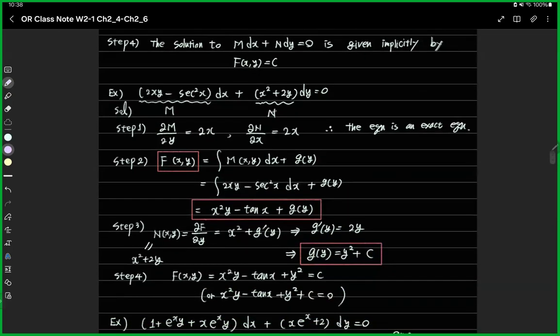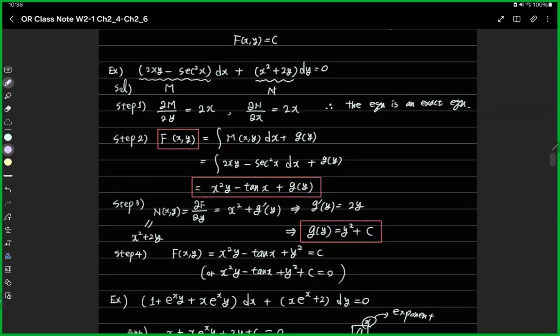Then step 4. So finally we got this: F of x, y is what we figured out. So what is c? c will be determined by initial conditions. And F is going to be x squared times y minus tangent x plus y squared plus c equals 0. Okay, this is how to do it.